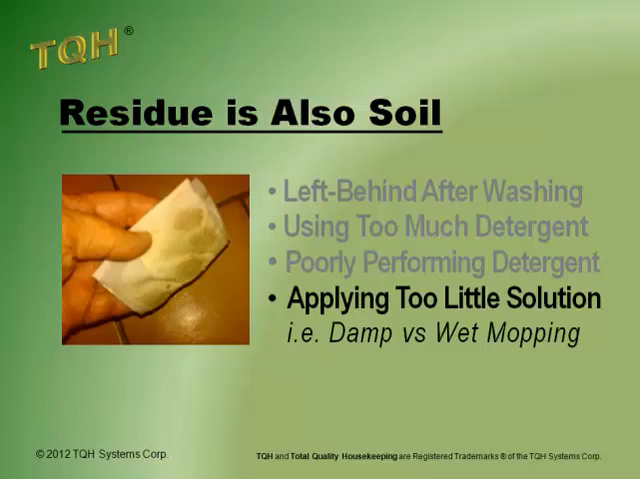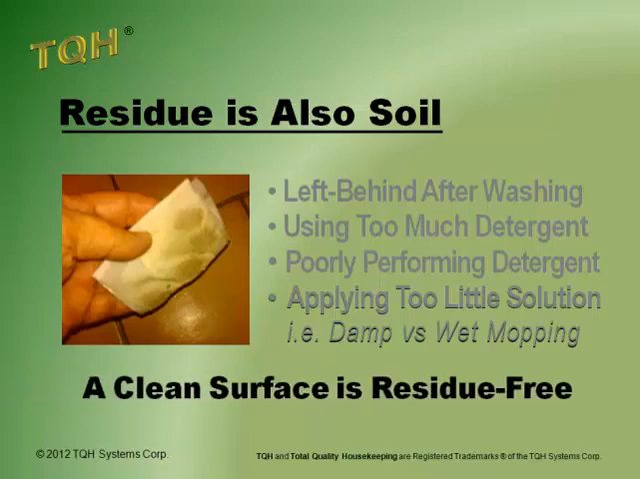Sometimes we tend to take a mop and wring it out real well and then mop a floor. Well, if you don't bring enough mopping solution to the soil, you kind of make mud out of it and you don't remove all of it. Whereas if you wet mop, you lay down enough mopping solution so that you can break through all of the soil and then go back and pick it up, and you'll have a more thorough job, and you wouldn't leave residue. But if you damp mop and you leave soil, you're going to have residue. A clean surface is residue-free.